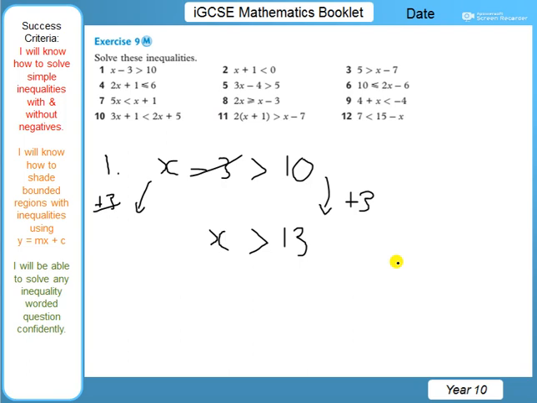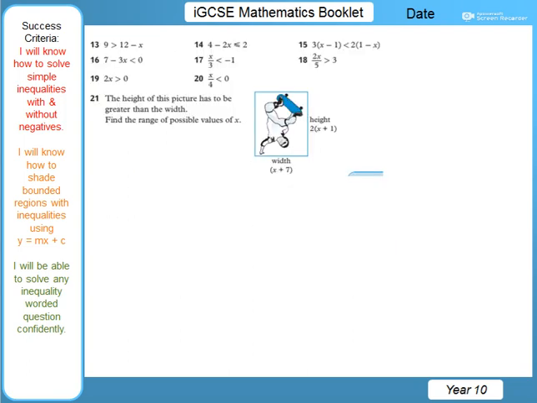Okay, hopefully you didn't find those too difficult. So let's have a look at some slightly different examples. So I'm going to have a look at question 21. Of course, feel free to have a go at question 13 to 20. They're very similar to the questions you just did, but again, just watch out for a few little tricks there.